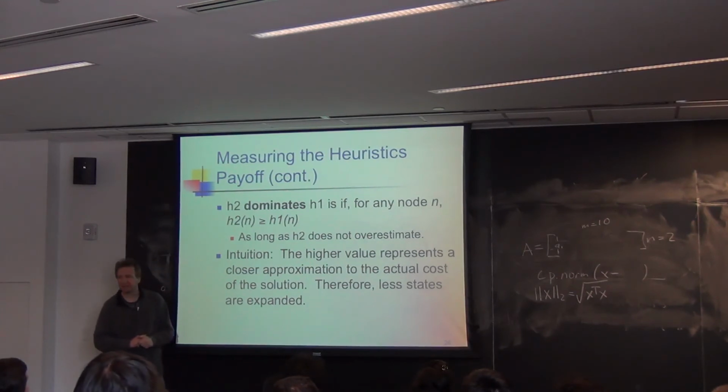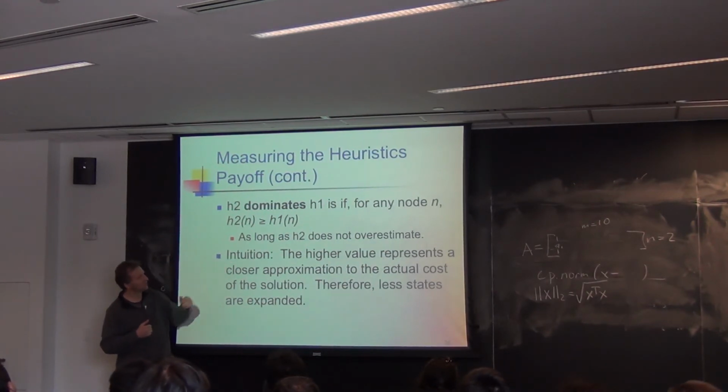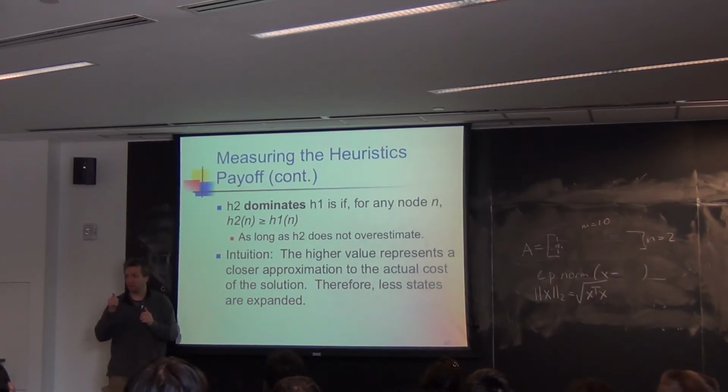One way to think about this is that if H2 is doing better, that means it's probably getting closer with its estimate. It's a better estimate about how far away a state is from the goal state. And the idea here is that if you get right on it, then you can't do any better. But as you said, you can't go over it because of the admissibility requirement. So the intuition here is that the higher the value is that you get without going over, the better that heuristic is going to be.